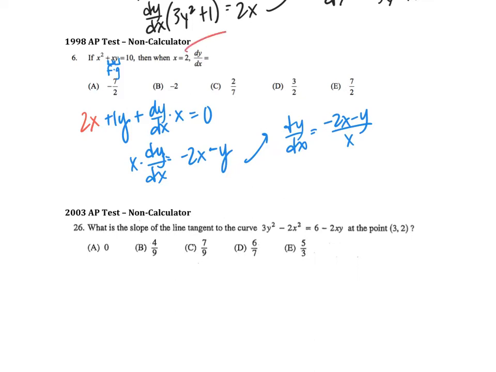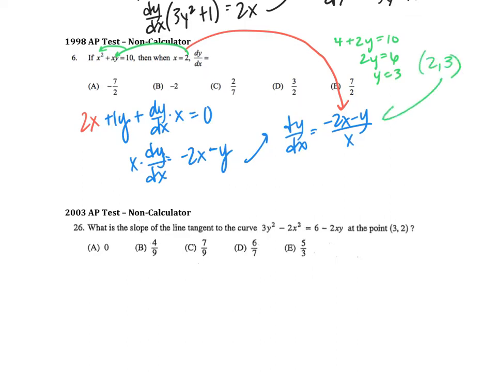They want us to go ahead and plug in a 2 for my x, but what would we plug in for y? Well, we can say, if x is 2, what is my y? So I'm going to plug in 2 here for x to solve for my y. If my x is 2, I'd get 4, and 2y equals 10, meaning 2y equals 6 and y equals 3. So I'm going to plug in the point (2, 3) to my derivative. That would get me dy/dx equals negative 2 times 2 minus 3 all over 2, which equals negative 4 minus 3 all over 2, which is negative 7 halves.